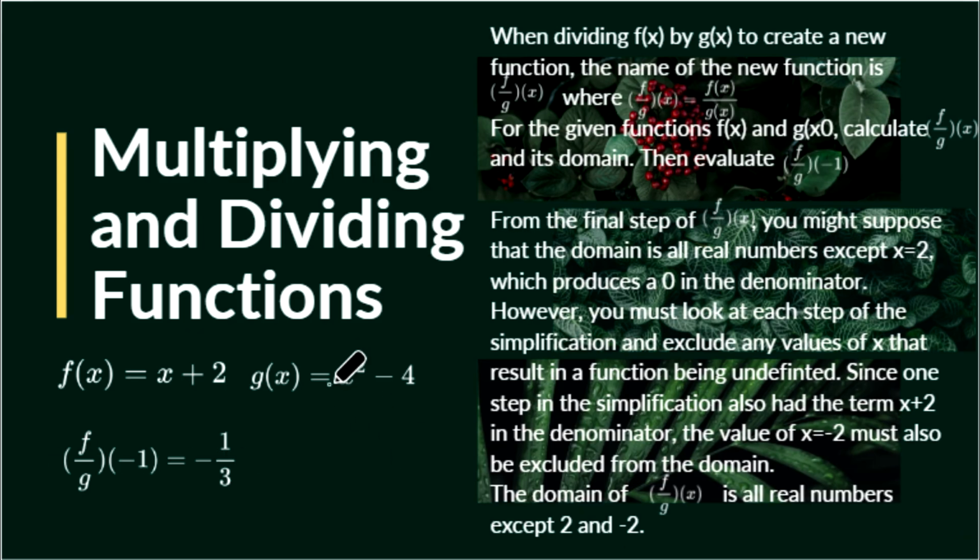Okay? Now, when dividing f of x by g of x to create a new function, the name of the new function is f over g of x, where f over g of x is equal to f of x divided by g of x. For the given functions, f of x and g of x, calculate f over g of x and its domain, then evaluate f over g of negative 1. So we're going to do the same steps we've been doing before. You would set it up.